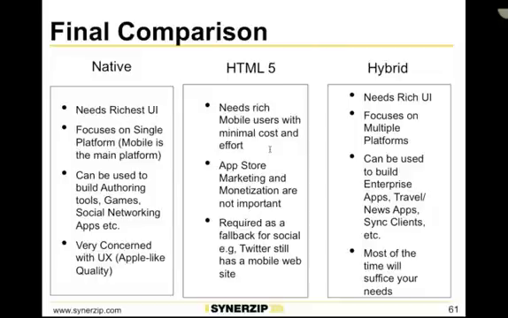So with that, the final conclusion is to use native for the richest UI. If you're focusing only on a single platform, you can very well go with the native approach. If you're building authoring tools like a Word document viewer or editor, PDF tools, games, or very powerful social networking apps like Flipboard, they require very cool animations, so you can go here. This is good for people who are very concerned with UX, with Apple-like quality.